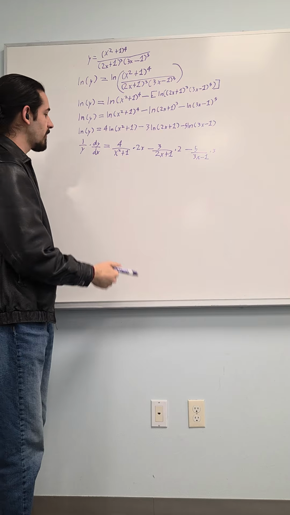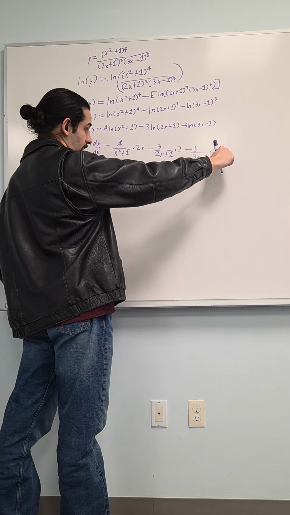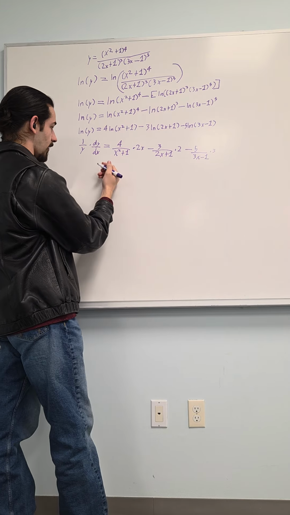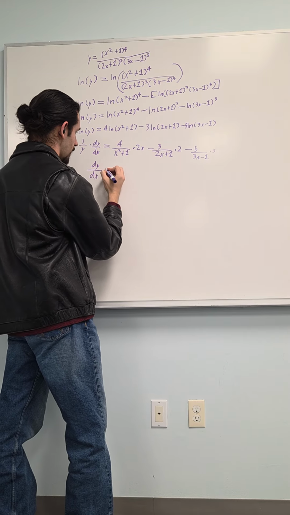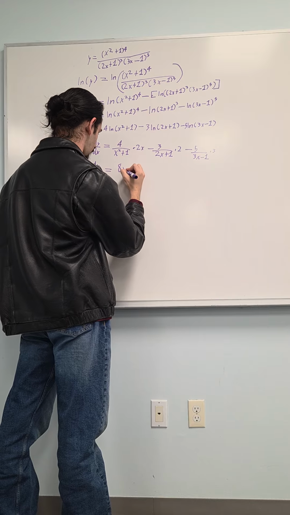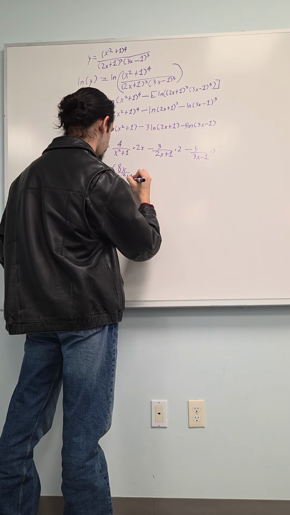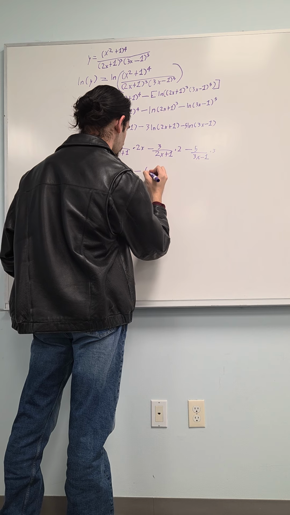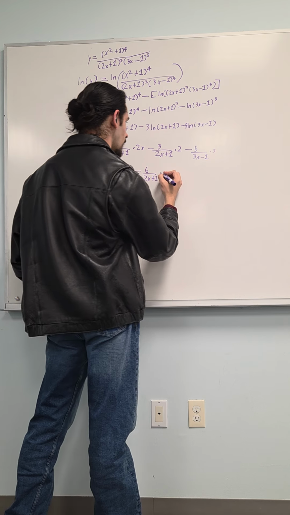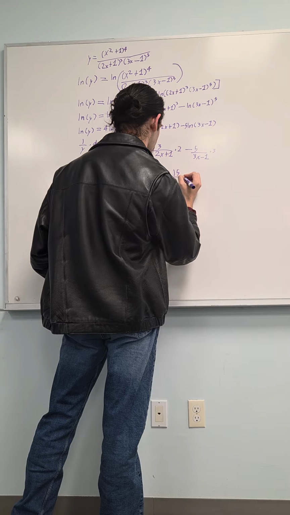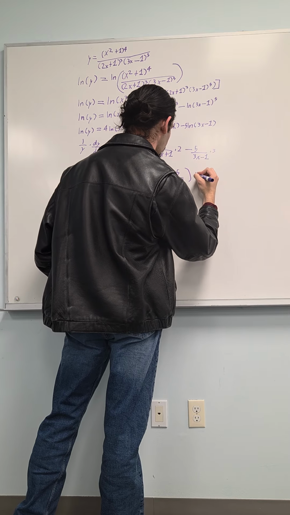Now, the goal of this problem is to get dy dx by itself. So we're going to multiply y to this side of the equation, and I'm just going to condense all that multiplication all at once. So we're going to have dy dx equal to 8x over x squared plus 1 minus 6 over 2x plus 1 minus 15 over 3x minus 1 times our y.